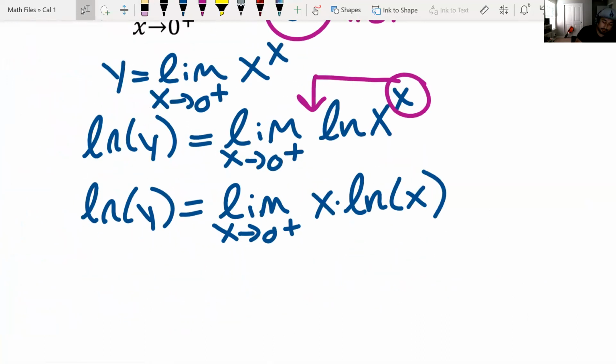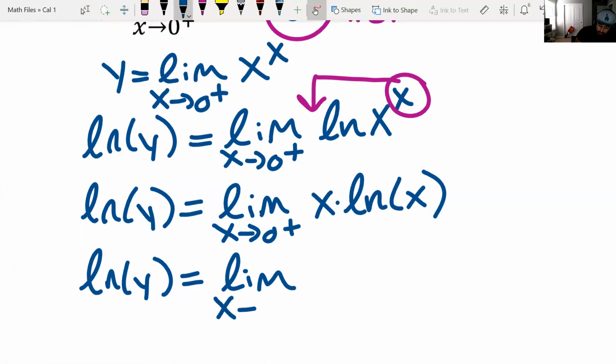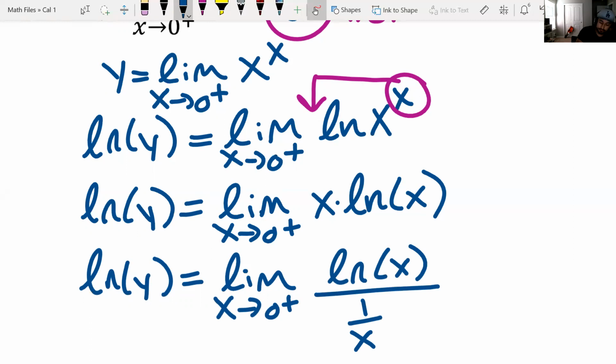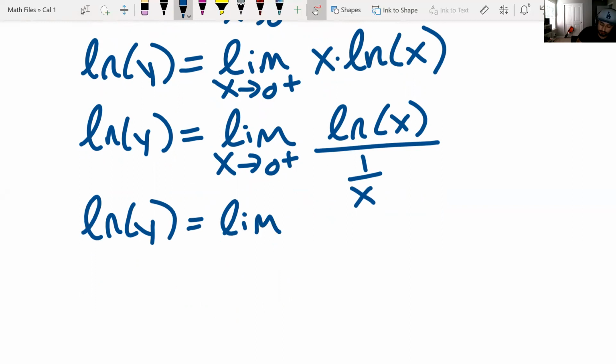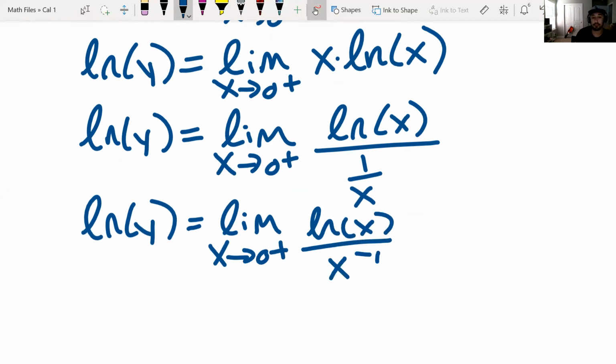So, again, keep the natural log in the numerator. Natural log x over 1 over x. And clean up. Natural log y equals the limit as x approaches 0 from the right of natural log x over x to the negative 1. We are now ready for L'Hopital.